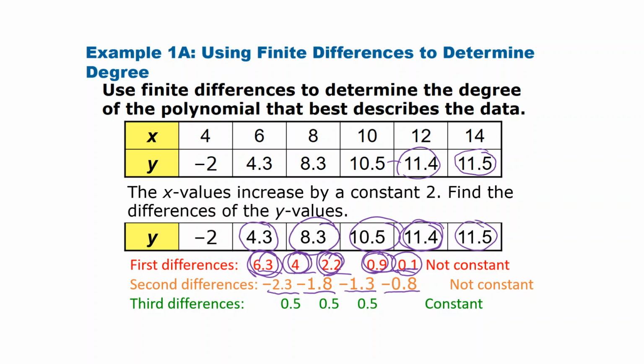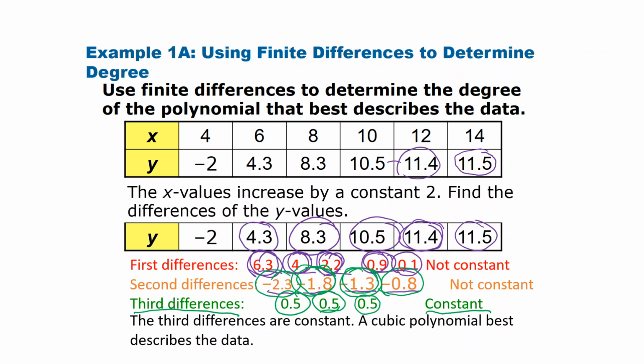Okay, so in our third set of differences, we're going to again take negative 1.8 minus negative 1.3, and I get a 0.5. Negative 1.3 minus a negative 1.8, again, 0.5. And negative 1.8 minus a negative 2.3 is a 0.5. So I can see that all three of those are constant. So I found a constant in my third set of differences. So that tells me the third differences are constant. So a cubic polynomial best describes the data.